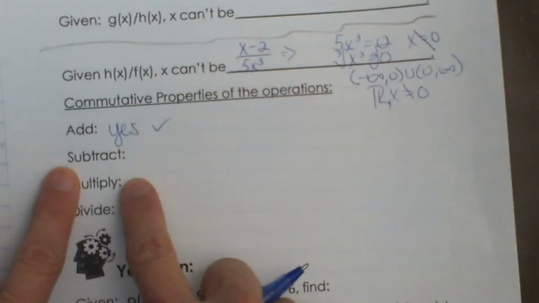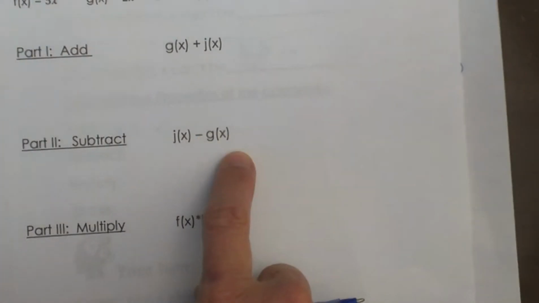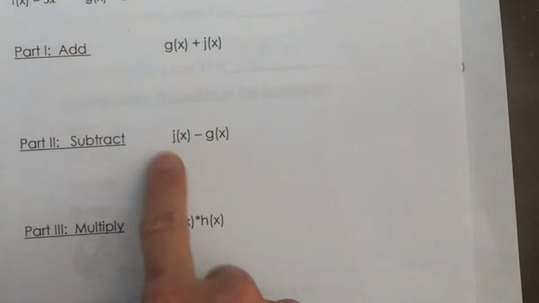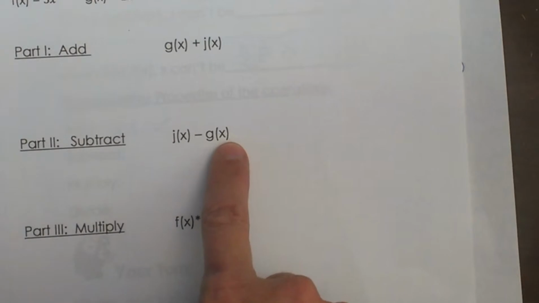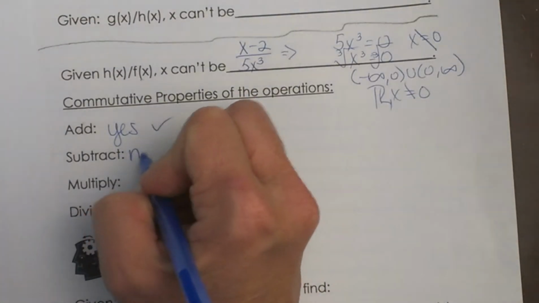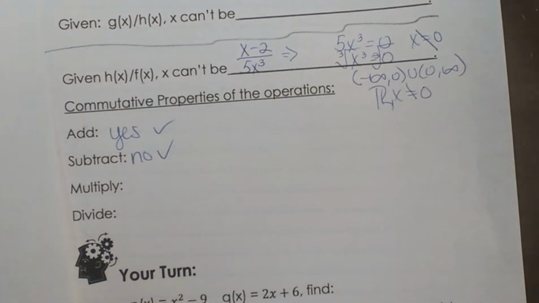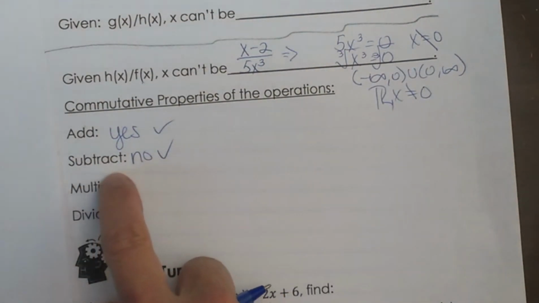How about subtraction? Can you subtract two functions and get the same answer if you flip them, like j of x minus g of x and g of x minus j of x? The answer is no. That will make a different answer. So the commutative property does not apply to subtraction.